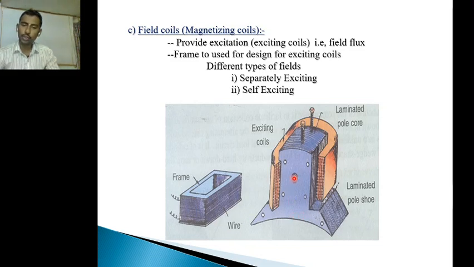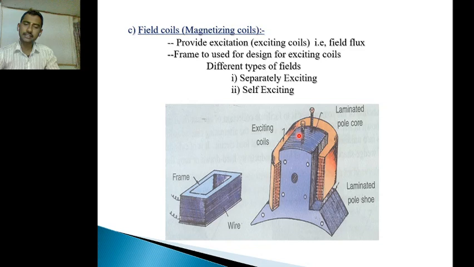On that pole core and pole shoes, normally these are made with laminations in order to reduce the heat losses, and on this pole core and pole shoe we can make the winding. This winding is nothing but the field winding. The field winding is made up of the field coils, and normally the field coils are made of copper material, and these field coils are normally excited with two types of excitations.